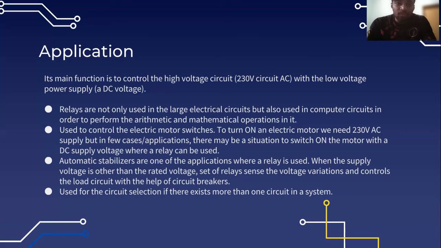It is also used for circuit selection. In case there is more than one circuit in the system, relays can be used to switch the circuit according to the needs. Let's say there are two circuits, and when one circuit is running, a sensor senses that it needs to be changed to another circuit, so relays can be used in the middle to switch the contact. The relay will switch the contact, and the other circuit will be activated.